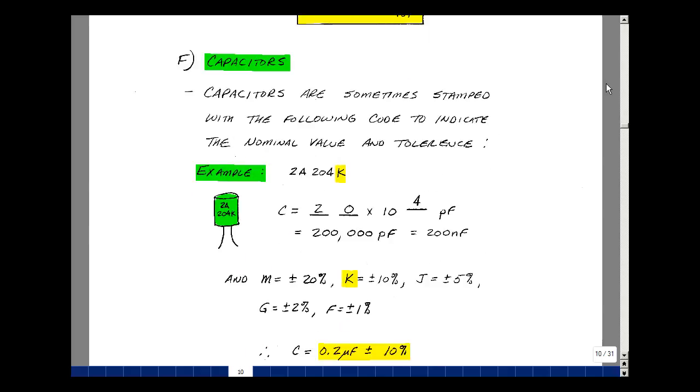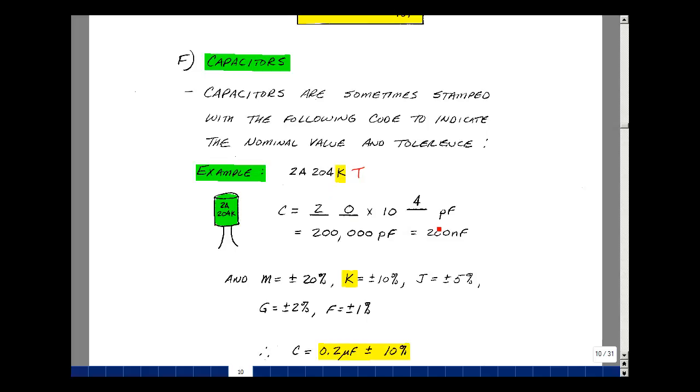In this lab, we're also going to be using capacitors, and like resistors, they have a color code. Now, there's a lot of letters and numbers that appear on a capacitor's body, usually stamped or painted onto it. But I'm looking for 3 numbers and a letter that's either M, K, J, G, or F. So you might have a letter after this like T, depending on the manufacturer. The way to interpret this is the following. So here's 2, here's 0, and then 10 to the 4th.